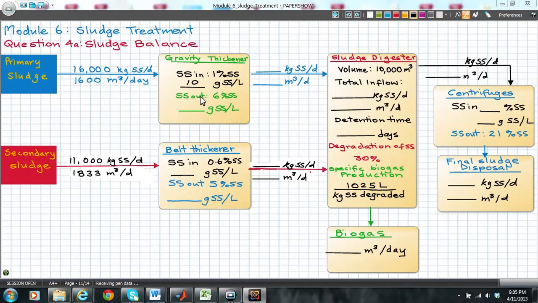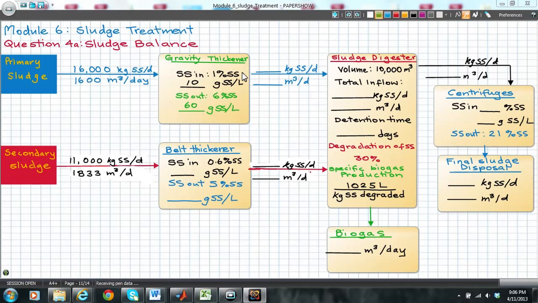And in the gravity thickener, a portion of the water is removed, and therefore we thicken the sludge to 6% suspended solids, which means that the concentration of our output flow of sludge from the gravity thickener is going to be 60 grams of suspended solids per litre. Now this is assuming a density of the sludge of 1,000 kilograms per cubic metre.